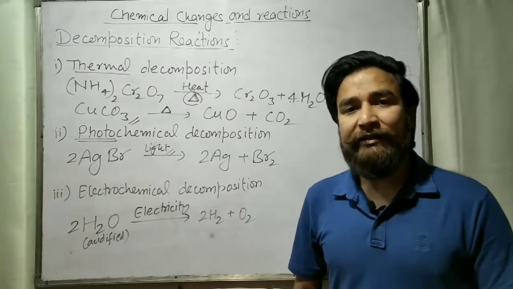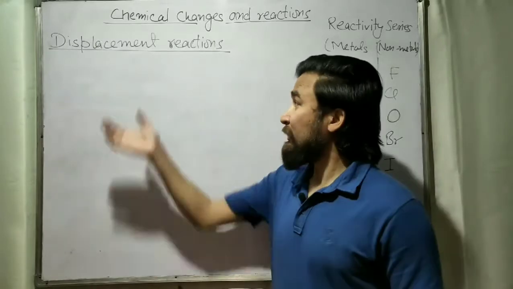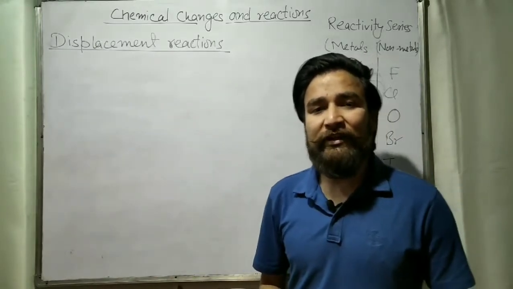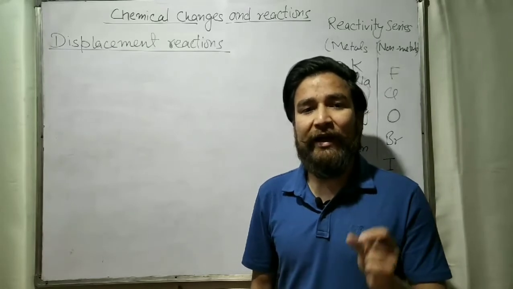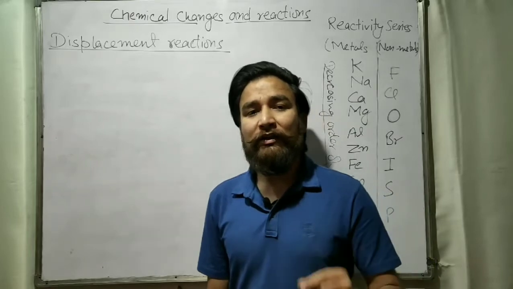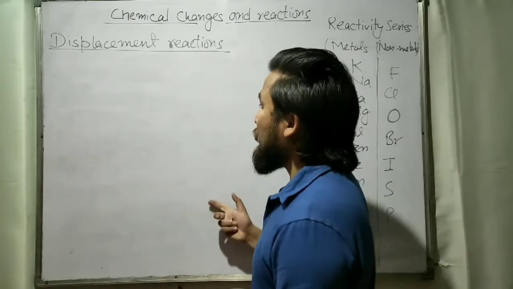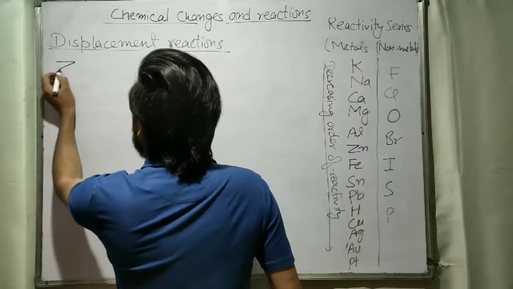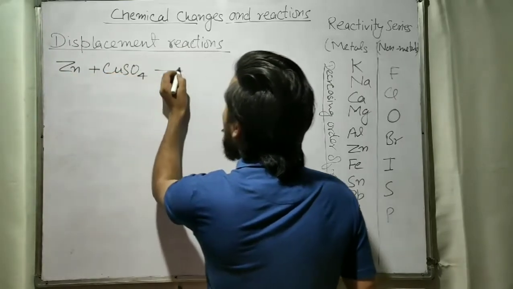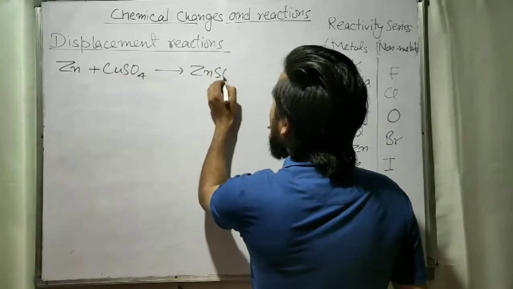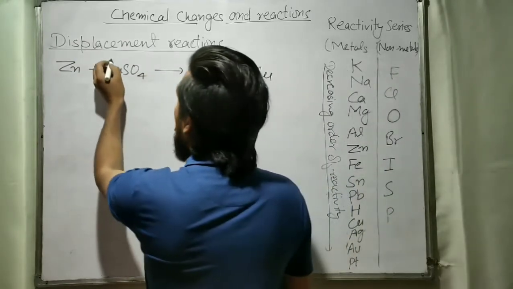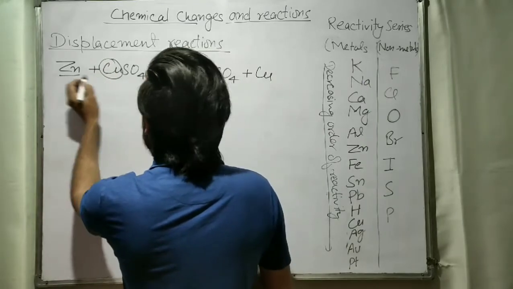Let's move to the next type of reactions. The next is displacement reactions. As you know, displacement reactions are reactions in which one atom or group of atoms in a compound is displaced by another atom or group of atoms. Let's see some examples, like Zn plus CuSO4, it is going to form ZnSO4 plus Cu. Now here you can see copper is being displaced by zinc.